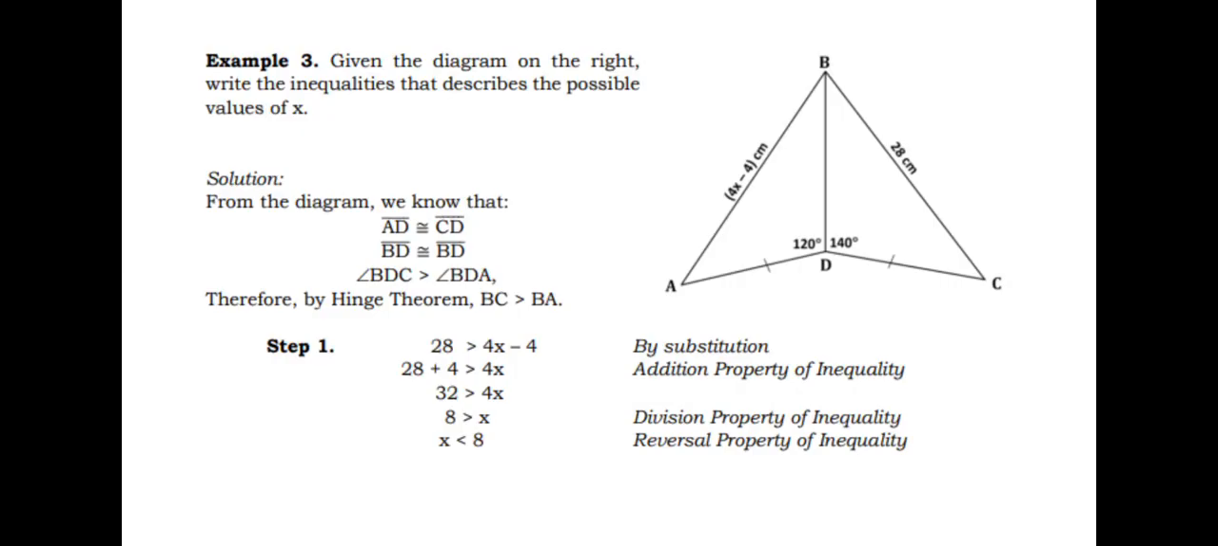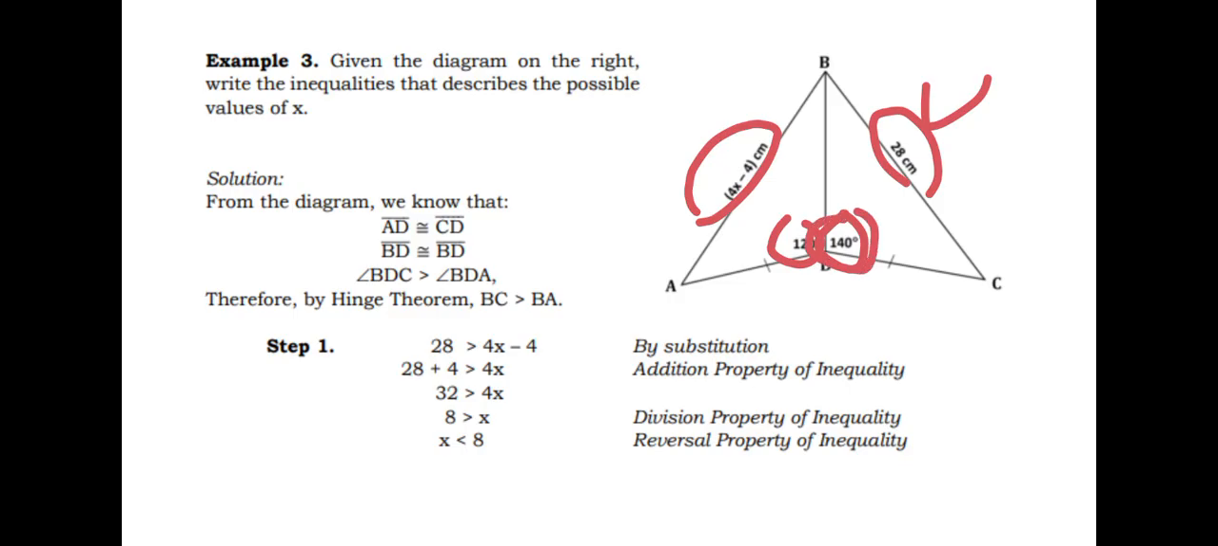So the opposite of 120 degrees is 4x minus 4, while the opposite of 140 degrees is 28. So which one do you think is greater than? Okay. 4x minus 4 or 28? So the answer will be 28 since the opposite is 140. So we're going to write that like this. 28 is greater than 4x minus 4.